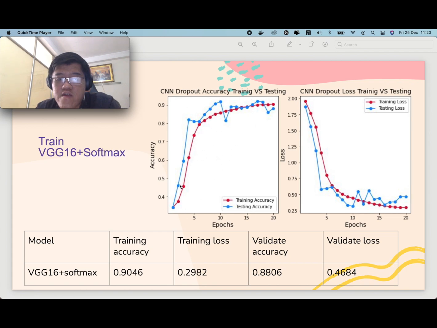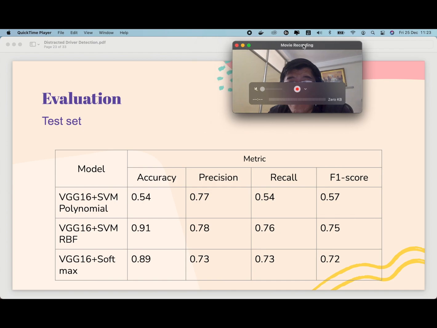Here you can see its picture: the accuracy of training and validation after 20 epochs of training. The accuracy of training and validation is about 90%, and the loss of training is about 0.3, and the loss of validation is about 0.47.